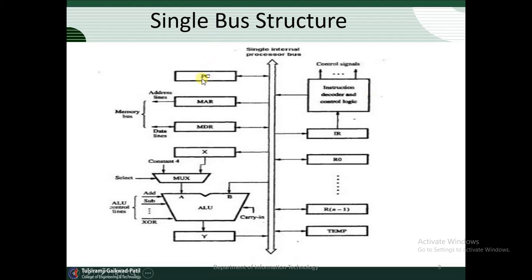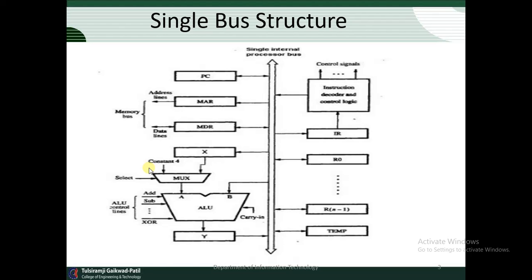Here we observe the PC, that is called as a program counter. That program counter contains the address of the location of the instruction going to be executed. Now that address is again stored in MAR. MAR contains the address of instructions. Now that address may contain data or instructions. That data and instruction is again stored in the MDR and it is copied in the instruction register.